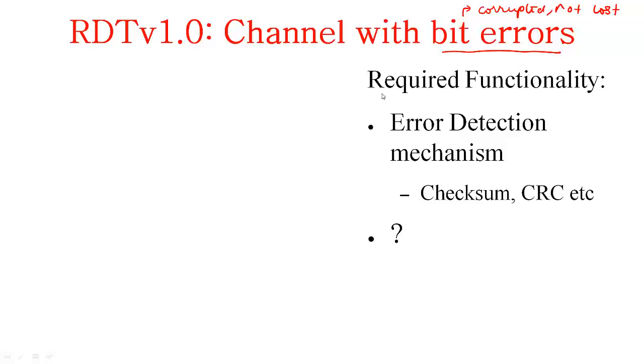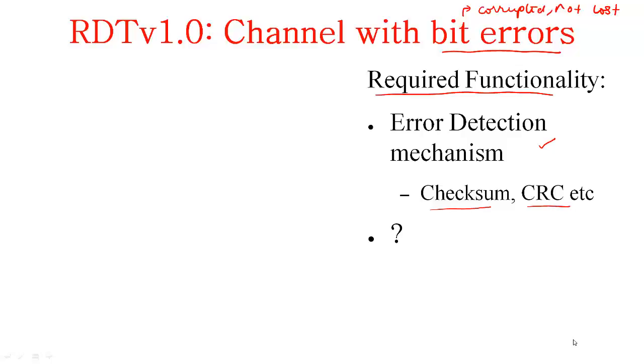We saw that we need some functionality. So what we are going to do here is list the functionality that is needed to provide reliable data transfer. One functionality we will definitely need is an error detection mechanism to determine whether the frame or packet is corrupted or not. This we have seen is achieved through checksum, CRC and so on. What else do we need to provide reliable data transfer?